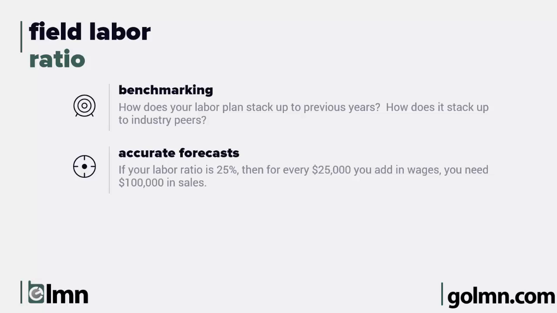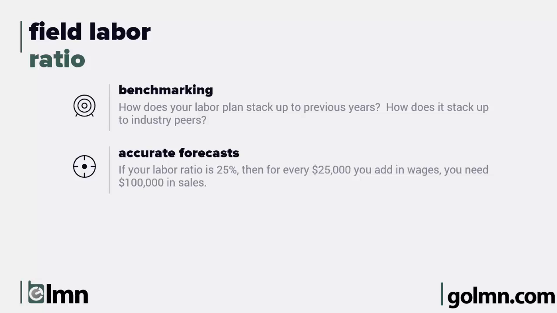For example, let's say you feel like you need to hire 2 people this year. What extra sales should those 2 people generate in order to stay profitable? Well, that can be pretty simple. If your field labor ratio is 25%, then you simply need to take their wages and divide them by 0.25 to figure out how much sales you need to generate in order to stay at your field labor ratio.